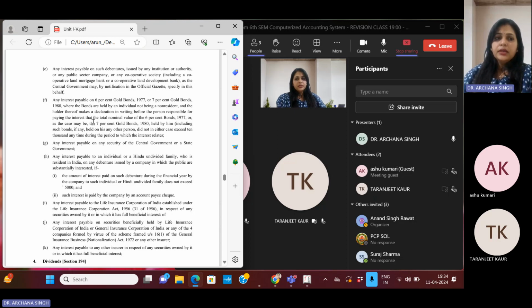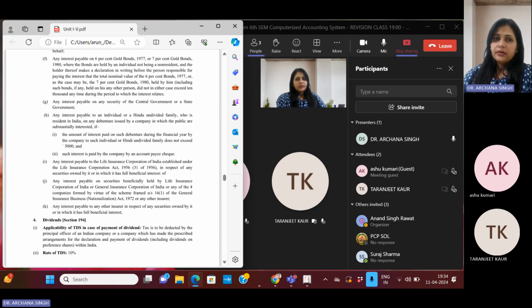Okay. Then any interest payable on 6% gold bonds 1977 or 7% gold bonds 1980, where the bonds are held by an individual not being a non-resident, and the holder makes a declaration in writing before the person responsible for paying interest that the total nominal value of 6% gold bonds 1977 or, as the case may be, 7% gold bonds 1980 held by him, including such bonds held by any other person on his behalf, does not in either case exceed 10,000 at any time during the period to which the interest relates. So in this condition also TDS will not be cut.